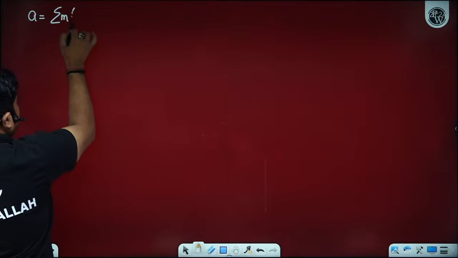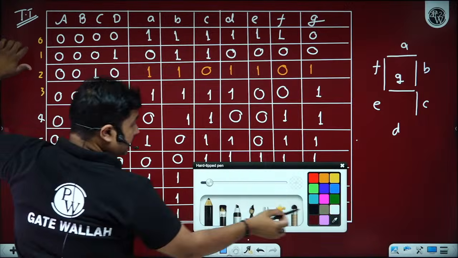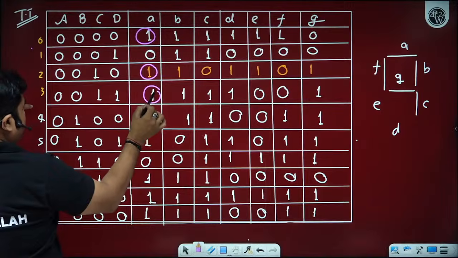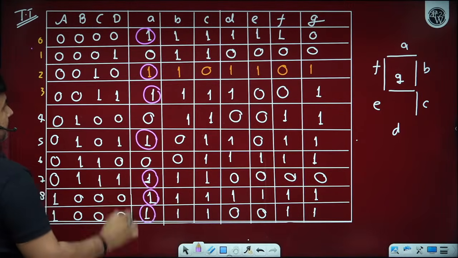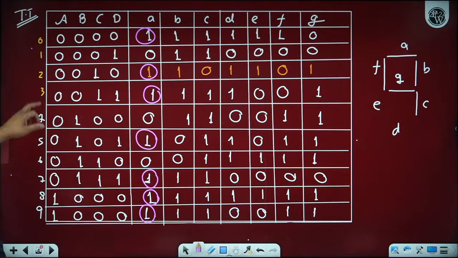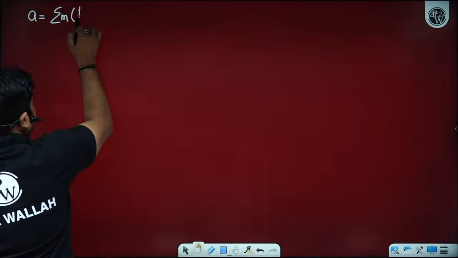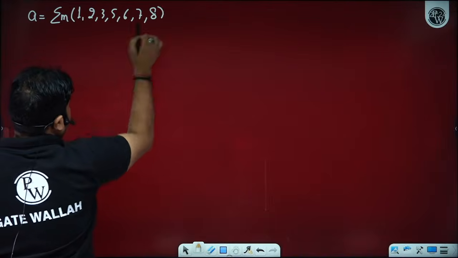If you observe, A is high for the binary of 0, 2, 3, 5, 7, 8, 9. Only at 1, 4 and 6, 3 places is it 0. So 1, 2, 3, 5, 6, 7, 8.